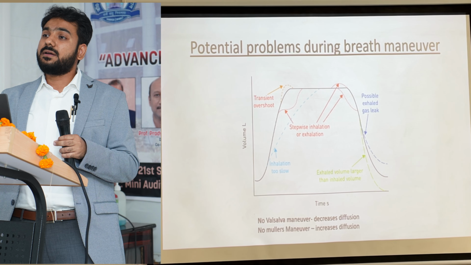So it is increasing the thoracic pressure. If the thoracic pressure is increased, the amount of blood reaching the capillaries is reduced, so ultimately the DLCO will decrease. And the opposite of that is Muller's maneuver. We are inspiring against a closed glottis, so that will obviously reduce the pressure inside the lungs. It will lead to more blood flowing inside the capillaries, and that will increase the DLCO. So there should not be any Valsalva or Muller's maneuver during the DLCO testing.